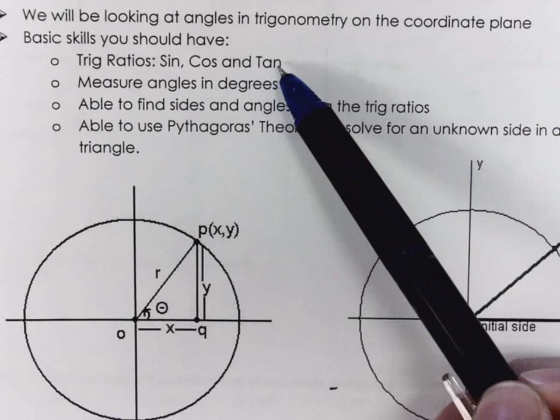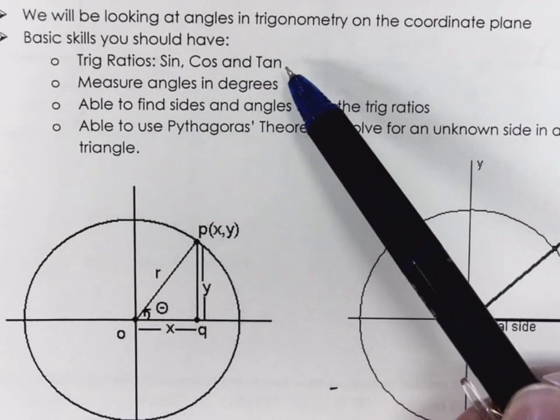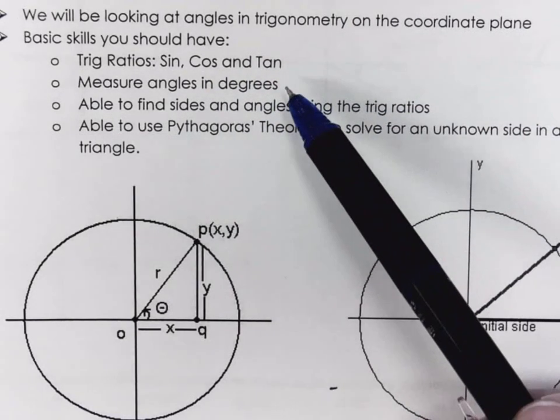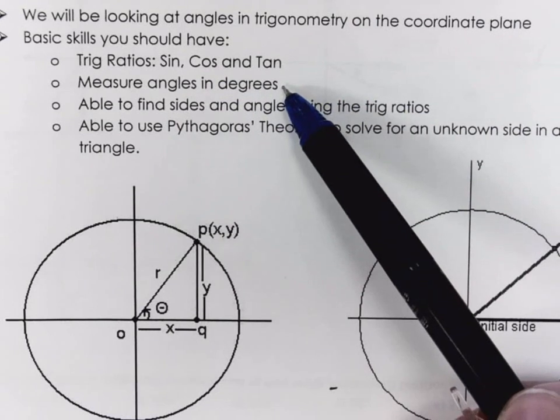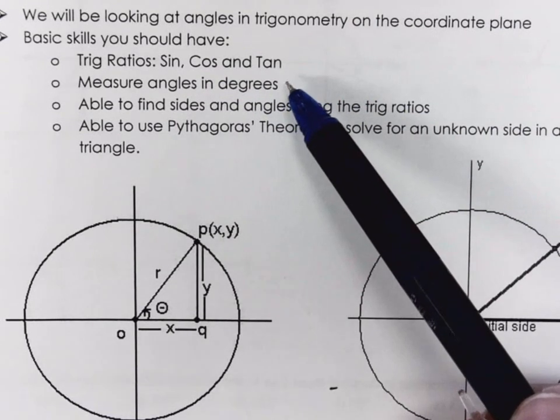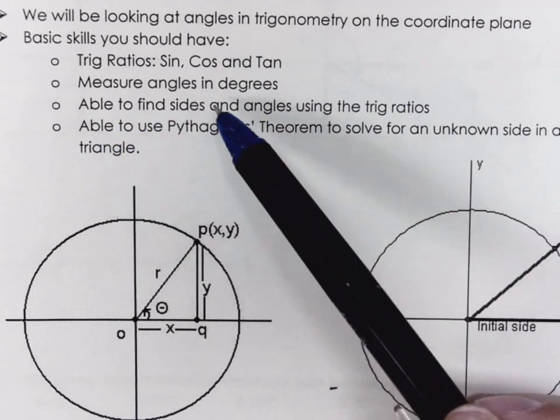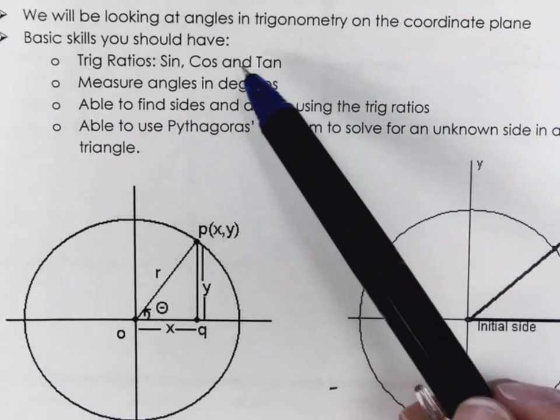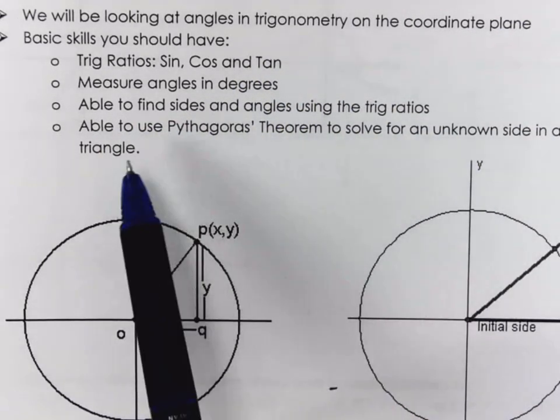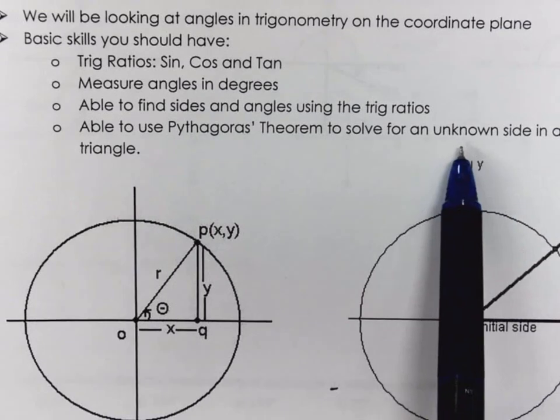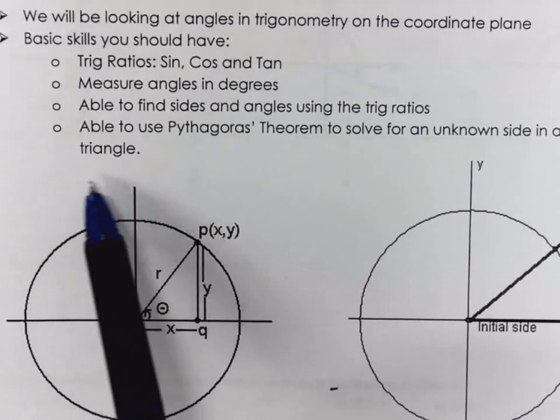You need to be able to use your sine, cosine, and tan ratios, which hopefully you did yesterday. You're going to have to be able to deal in degrees, which I think you guys are fine with. You're going to be able to find sides and angles using any of those trig ratios, which I'm assuming you're fine with, and able to use Pythagorean theorem to solve for any unknown side in a right triangle.